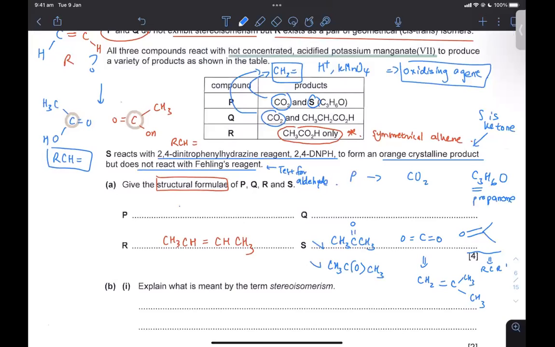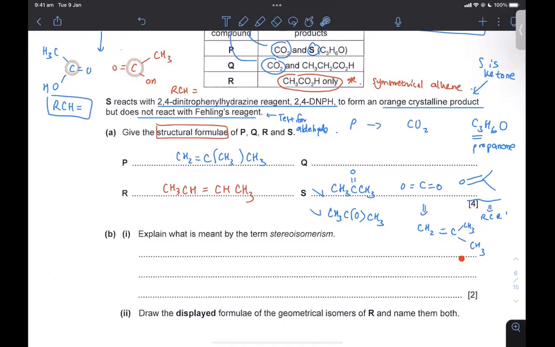So P is going to be CH2 double bond C, and then CH3, CH3. Let's try and name this alkene. We have to try and do naming, so all of you try the naming. I'm going to ask one of you to give me the name in 10 seconds, because you're supposed to be able to get names in 10 seconds. Okay, Shakira, Nabila, what have you gotten for me? What is the name of this alkene?